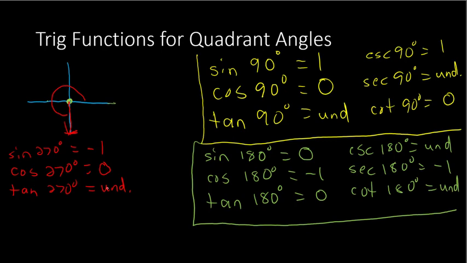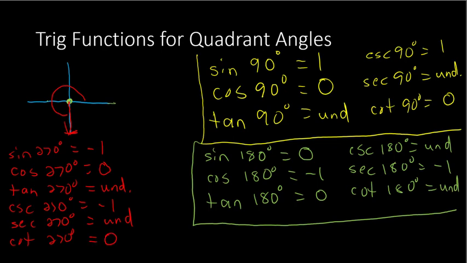And then we can also do the inverses. So the inverse of sine would be cosecant. So the cosecant of 270 is going to be 1 over the sine, 1 over negative 1, which is negative 1. And the secant is the inverse of cosine. That would be 1 over 0, or undefined. And then the cotangent of 270, that is the inverse of tangent. Tangent was sine over cosine. Cotangent would be the other way, cosine over sine. So we have 0 over negative 1, which would equal 0.